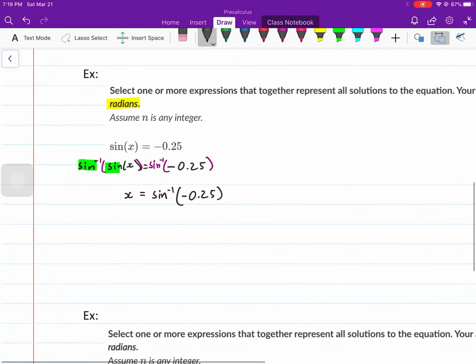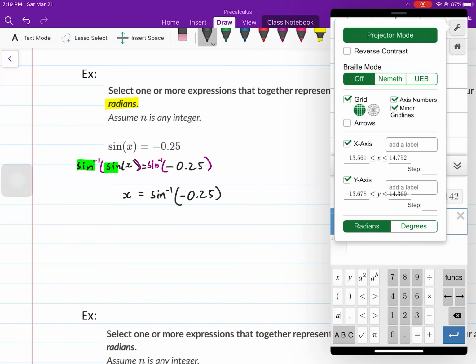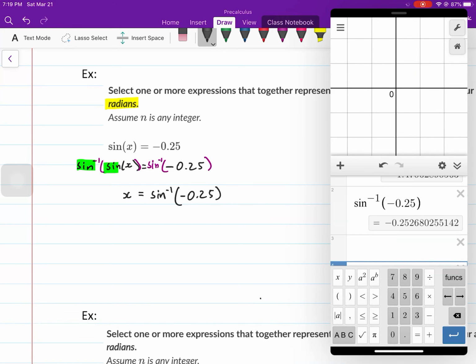And this n looks like an h. Let me fix that. So if I plug this in the calculator, it's going to spit out the principal value. And let me make sure I'm in radians. So yes, I'm in radians. We're good. Kind of interesting. The answer to this one is negative 0.25 as well. So this equals negative 0.25. And since we're in radians, I'm going to add 2 pi n to it, and I'm going to say n equals 0, 1, 2, and so on.